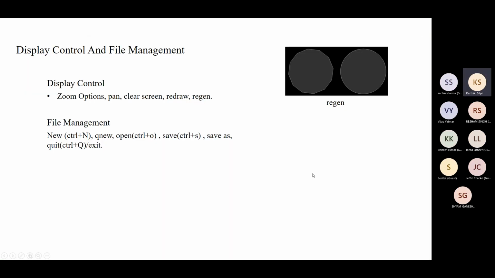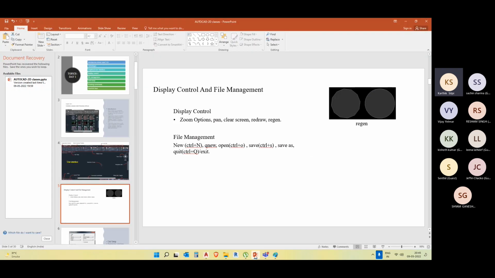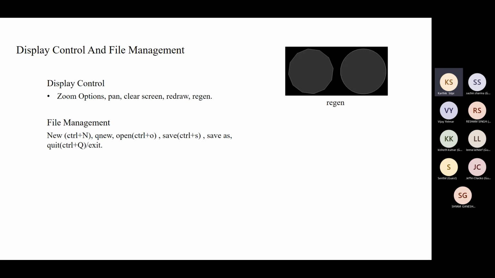So we have seen certain bare minimum tools, like how to zoom in and zoom out, how to pan, and how to redraw or regen. Regen is nothing but imagine it as a refresh in AutoCAD. When your computer struggles, you press refresh manually, like a right click refresh. Refresh is not present in AutoCAD, so we use a command called regen, which helps us refresh in AutoCAD.